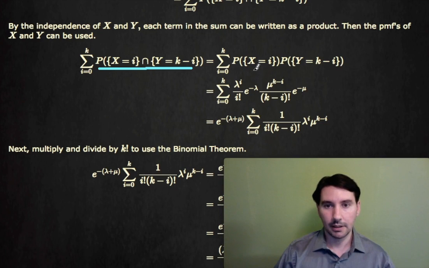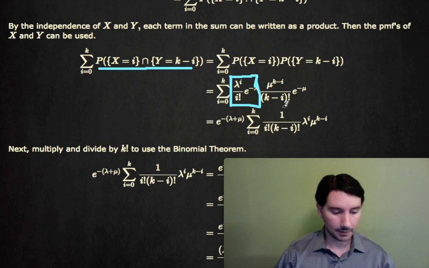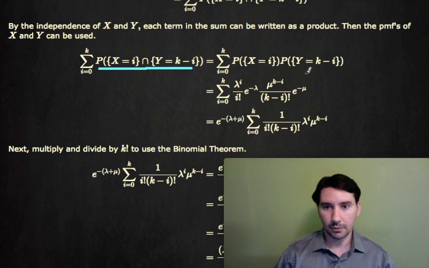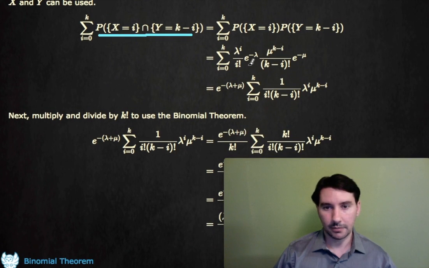And then we're going to use the PMF of X and Y. So X is Poisson lambda, so the probability X is i is lambda to the i over i factorial e to the minus lambda, which is this piece here. And Y is Poisson mu, so the probability Y equals k minus i is mu to the k minus i divided by k minus i factorial e to the minus mu. And by just algebraically rearranging this a little bit, we can pull the e to the minus lambda and e to the minus mu out front, and then we have the sum from 0 to k of 1 over, we have an i factorial and a k minus i factorial in the denominators, and then we have a lambda to the i and a mu to the k minus i.